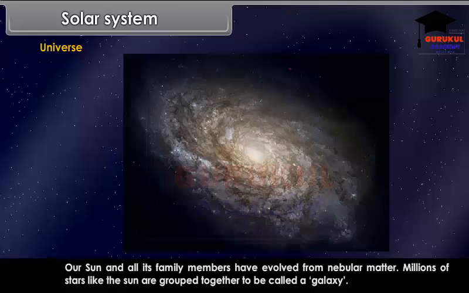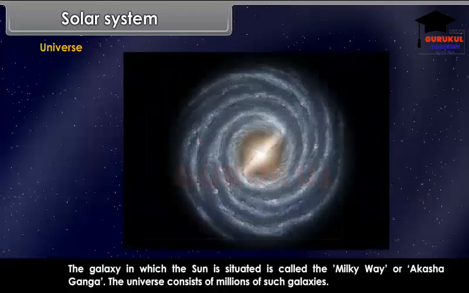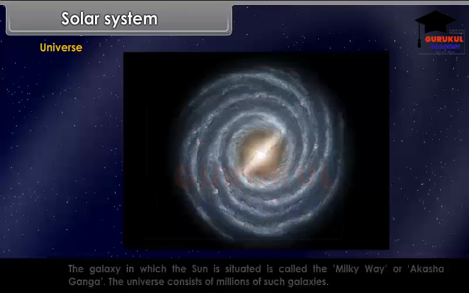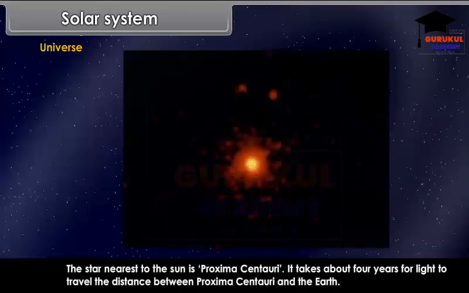Millions of stars like the sun are grouped together to be called a galaxy. The galaxy in which the sun is situated is called the Milky Way or Akash Ganga. The universe consists of millions of such galaxies. The star nearest to the sun is Proxima Centauri. It takes about 4 years for light to travel the distance between Proxima Centauri and the Earth.